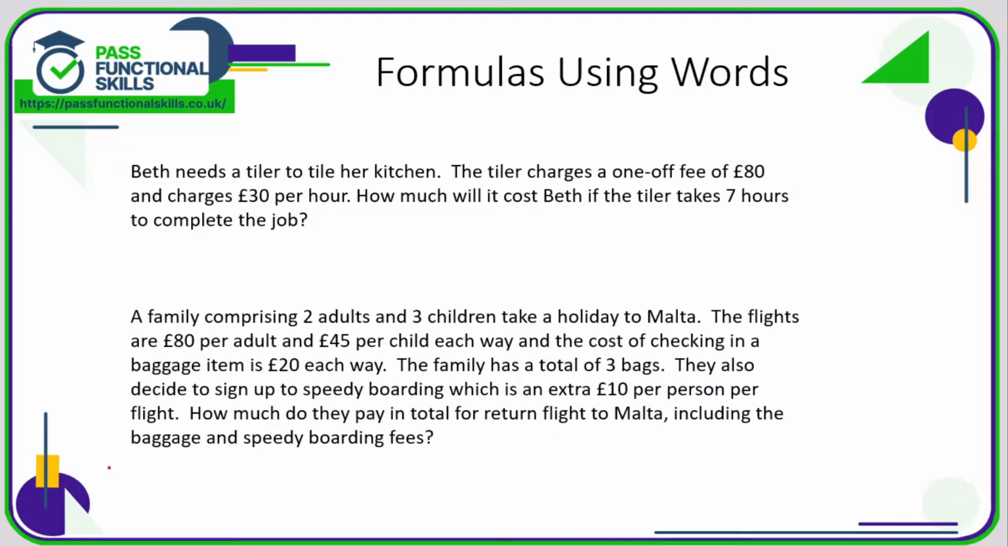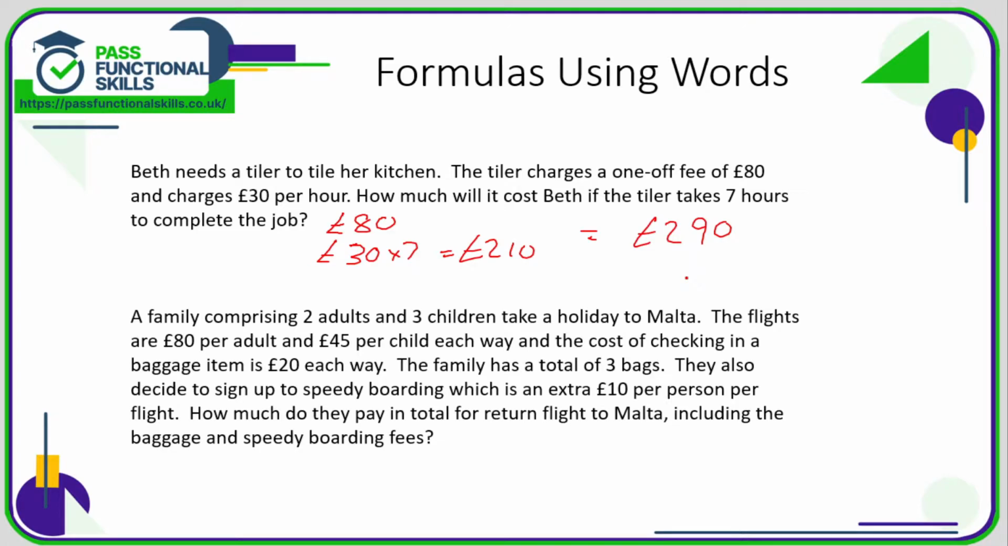So Beth needs a tiler to tile her kitchen. The tiler charges a one-off fee of £80. So that means however long the tiler is doing the job, whether it's 1 second or 2 weeks, he's going to charge that £80 regardless. And he also charges £30 per hour. So Beth's being charged the 80, and she's also going to be charged £30 times 7, which is 210. So 210 plus the 80, she's going to be paying the 290.